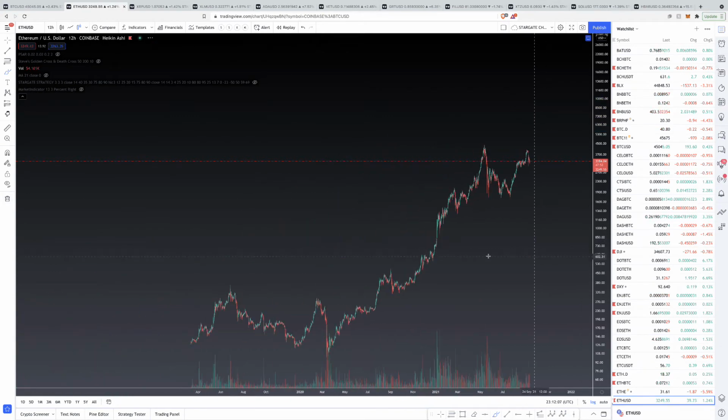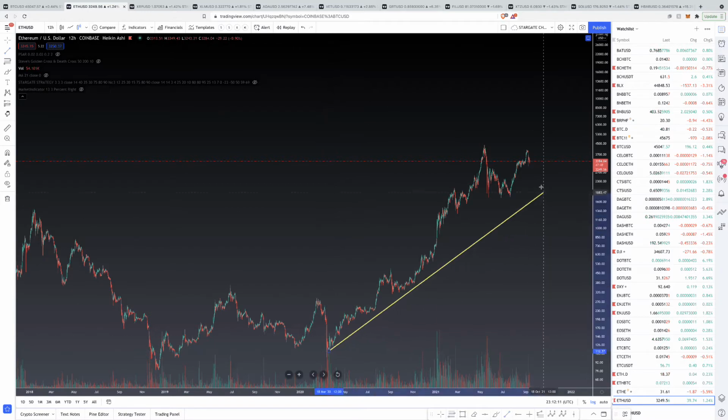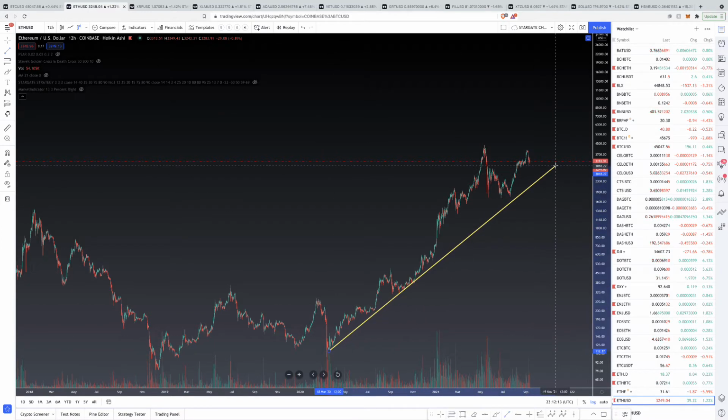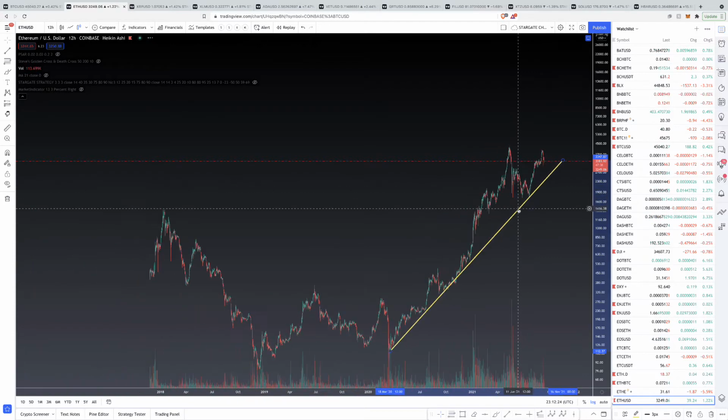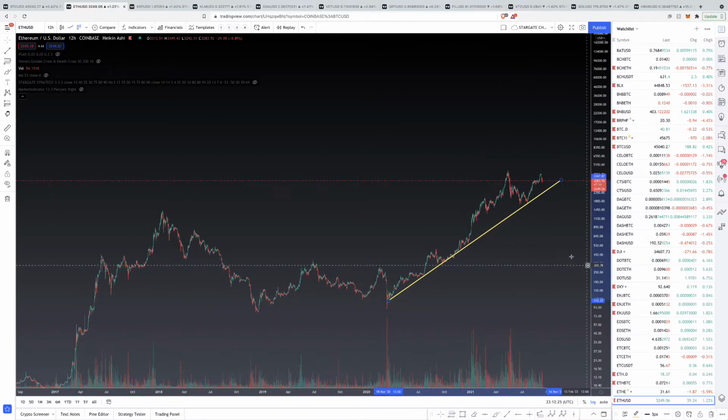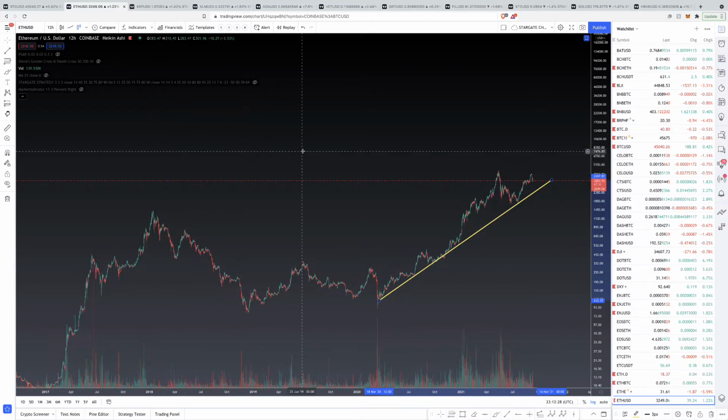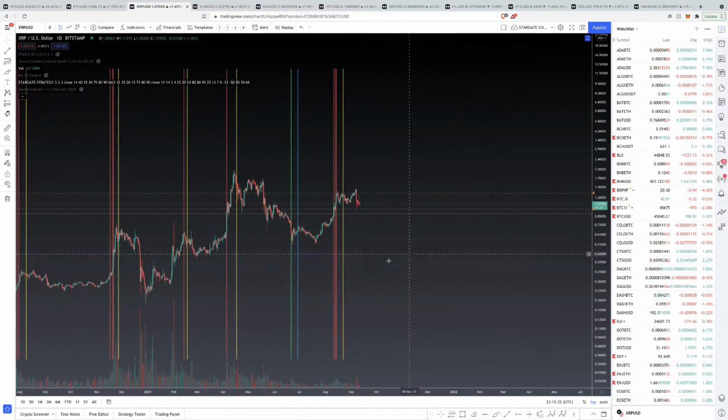Nothing to worry about, because we can even pull out trend lines and see we're still just grinding on this trend line, right? Grinding on the trend line. If we were to come back down and break the trend line, then that's where I start to get worried. But as far as I'm concerned, nothing to worry about, right? So that's all good. That's Ethereum. Let's look at XRP.